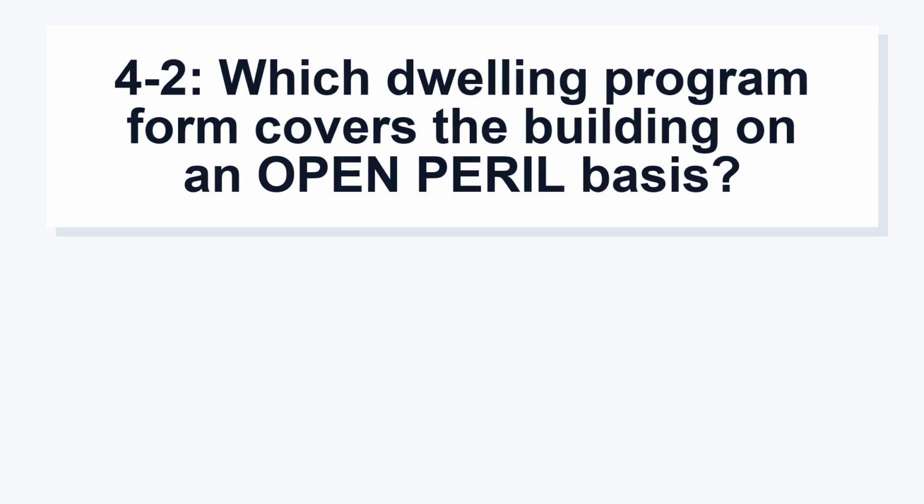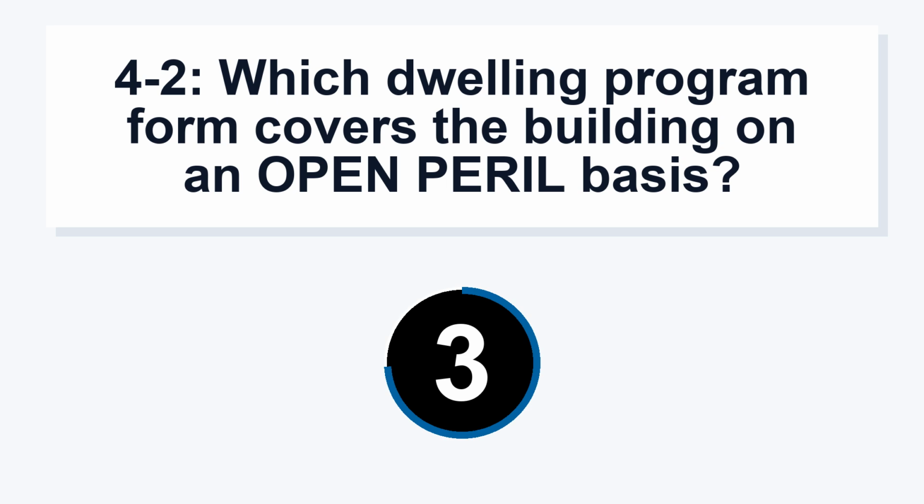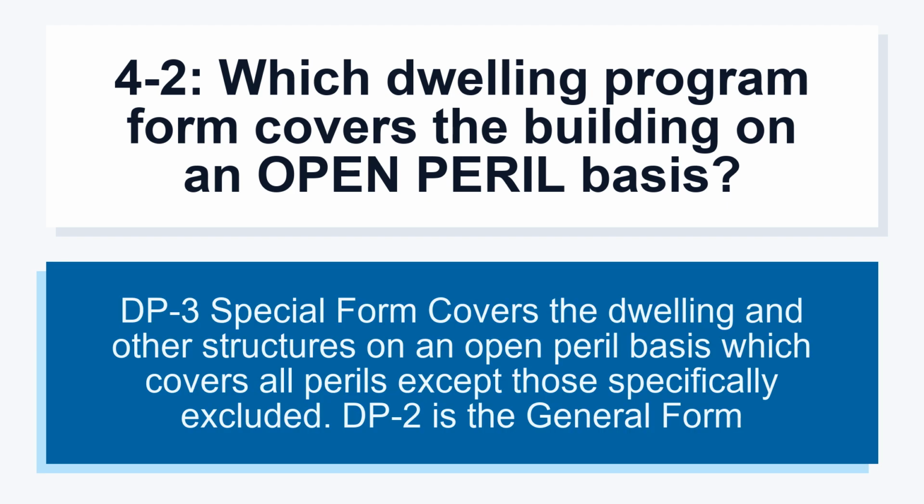4 to 2, which dwelling program form covers the building on an open peril basis? DP3 special form covers the dwelling and other structures on an open peril basis, which covers all perils except those specifically excluded. DP2 is the general form.